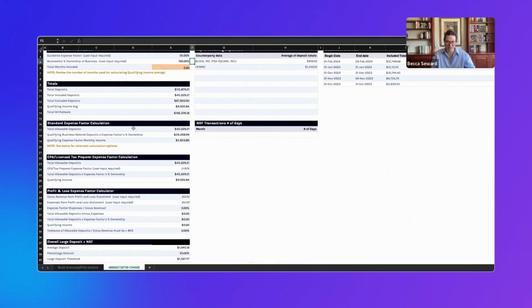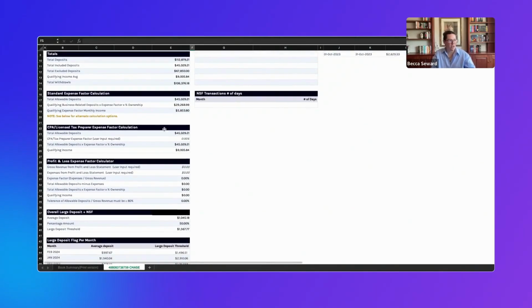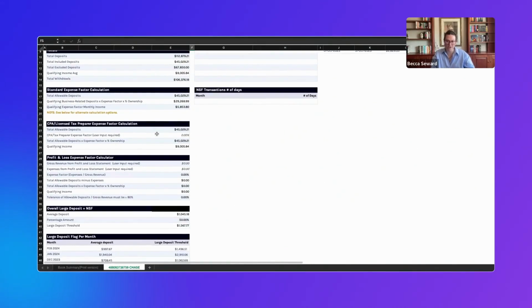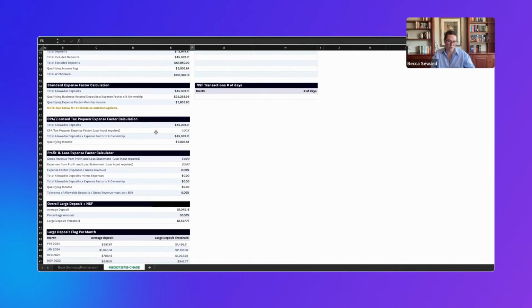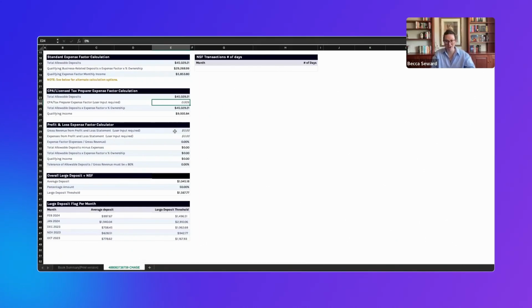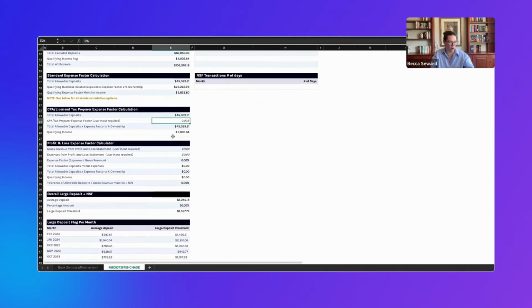We have our standard expense factor calculation, which is driven from this input up here at the top. You also have the ability to use 2 other expense factor calculators. So if you have a CPA or tax preparer form that has told you that perhaps they operate at a lower expense factor than the standard, maybe they operate very lean for their coffee shop and they only have a 20% expense factor, you can input that here. Or you could leverage a profit and loss statement to input the gross revenue and expenses to determine a separate expense factor. All 3 of these were available on our previous income calculator, and they're available here as well.